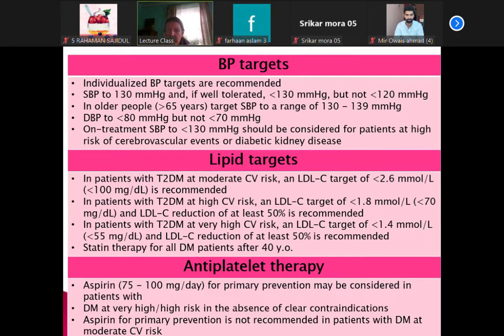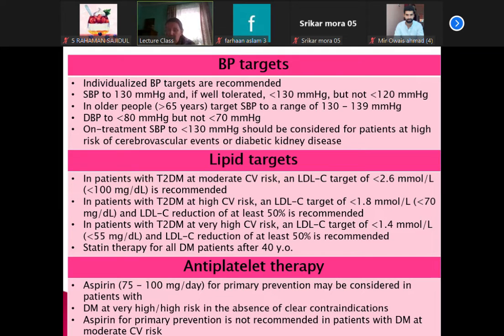And according to this, how to understand this? We have various charts, scores for calculation of the risk. And according to their risk, we have various target levels of LDL cholesterol, low density lipoprotein cholesterol. But the basic information is that all people with diabetes, if they are more than 40 years old, should take preventive treatment with statins.